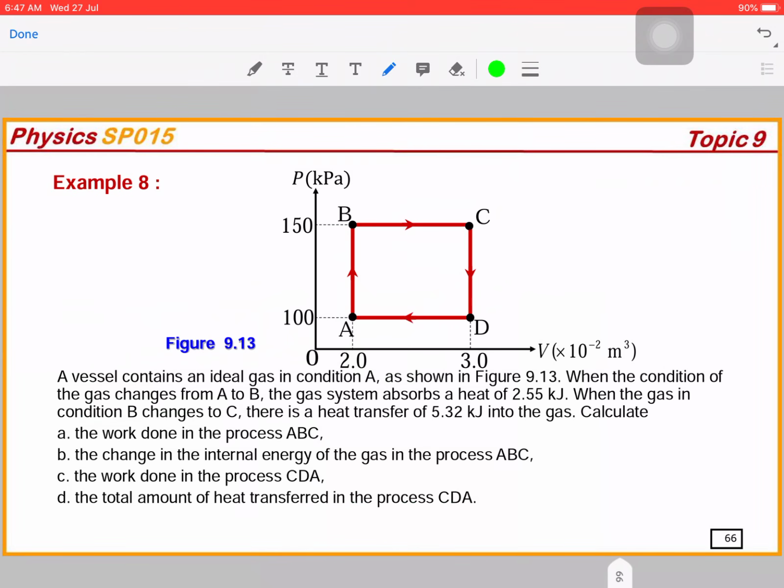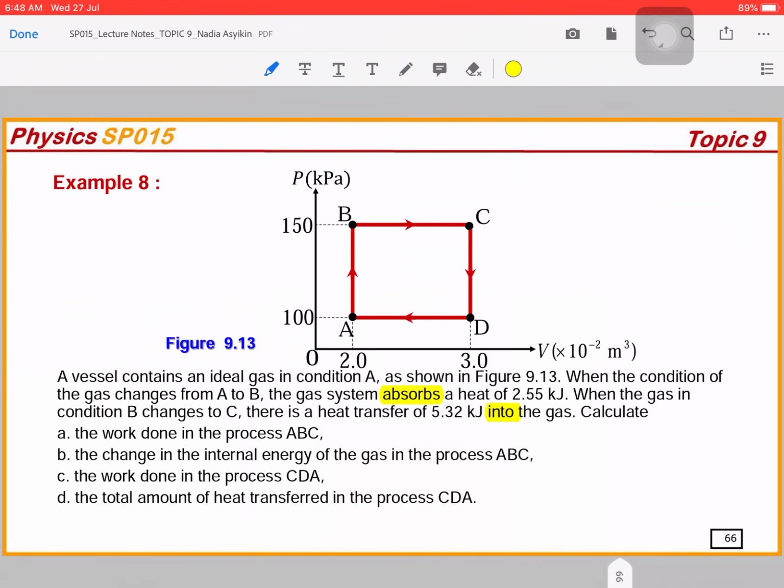So look at example 8. Okay, we have this process A, B, C, D. A vessel contains an ideal gas in condition A, as shown in figure 9.13. When the condition of the gas changes from A to B, the gas system absorbs heat of 2.55 kilojoule. Okay, they absorb heat. When the gas in condition B changes to C, there is a heat transfer of 5.32 kilojoule into the gas. Okay, highlight the word into. Highlight the word absorbs.